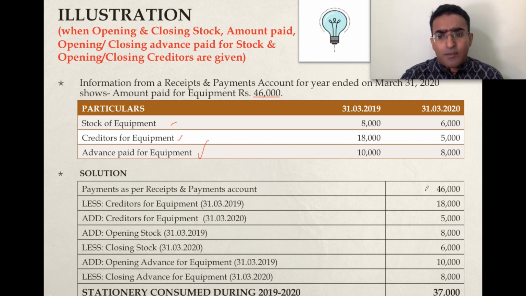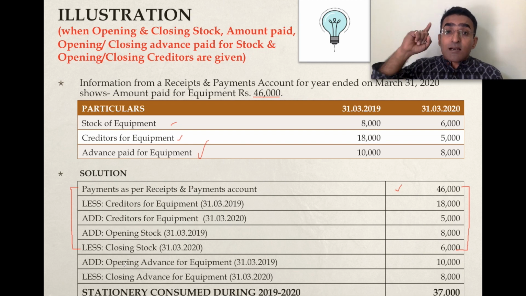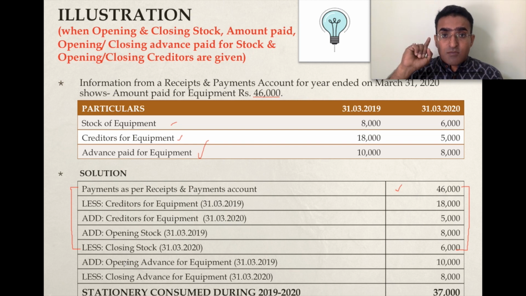Now take a look here. Children, up to this stage, the question is solved in the very same fashion as we did with the previous one. The opening stock and closing stock, and then opening and closing creditors being adjusted to the amount paid. Okay, done here. Now what are we doing there? Opening advance for the equipment. Opening advance, that means previous year we made a payment of this much amount. We made an advance previous year, so it relates to current year. That is what is here.